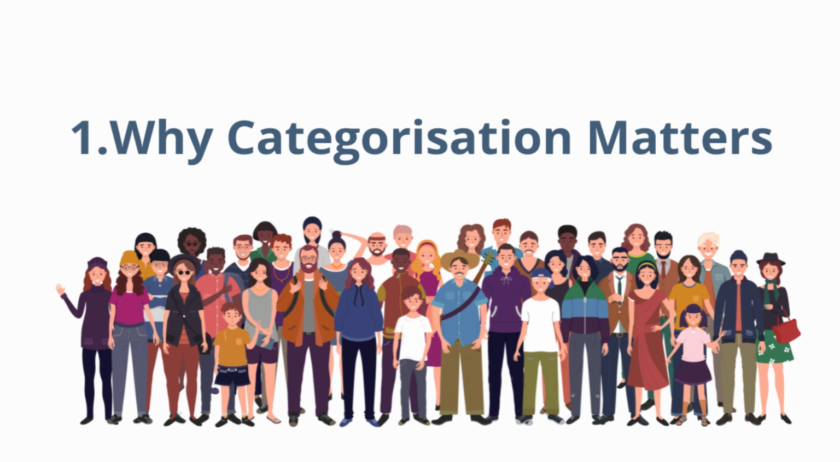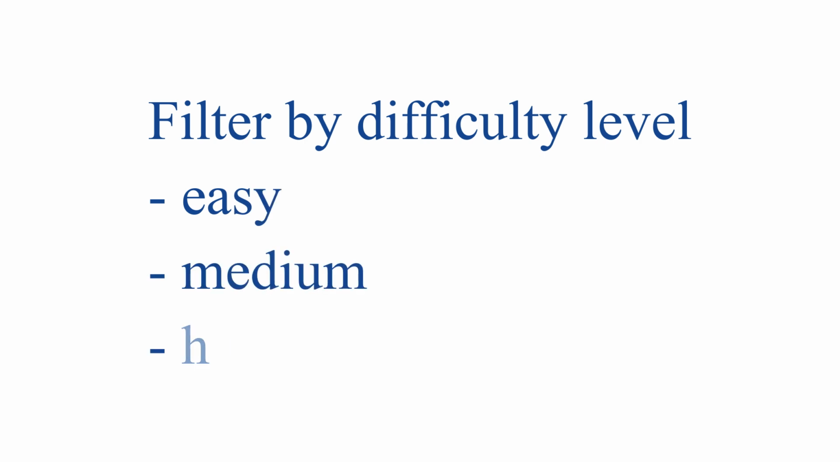Why does categorization matter? Let's start with why it's so important. When potential buyers are looking for a Sudoku book, they often filter their search by difficulty level: easy, medium, or hard. If your book isn't correctly categorized, it's going to be much harder for readers to find it, even if it's exactly what they're looking for. Think of categories as doors that lead buyers directly to your books. The better you position your books within the right doors, the higher the chances of getting discovered.